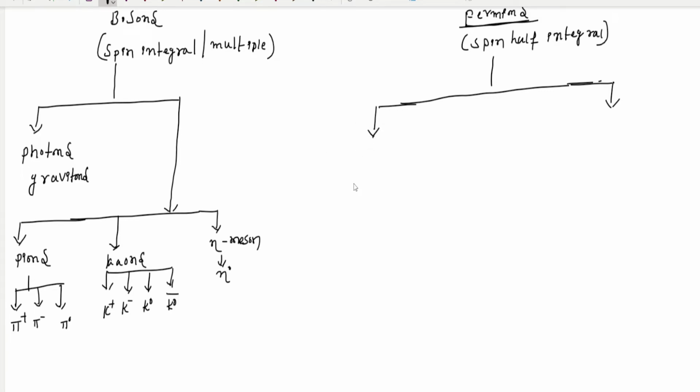Light particles, we know the electrons are light particles, and their antiparticles, tau, muons. These are the leptons, the light-weight particles. Examples of the leptons: electrons and their antiparticles, tau and their antiparticles, and mu and their antiparticles. Next, baryons.